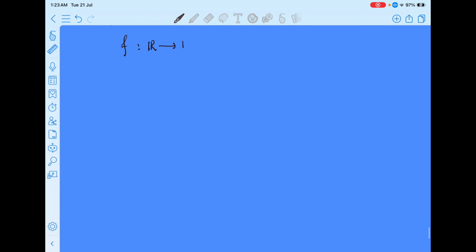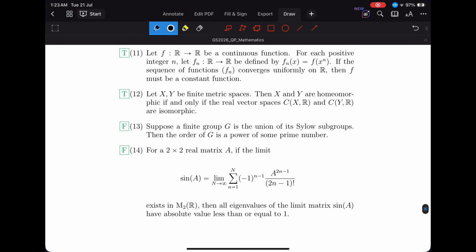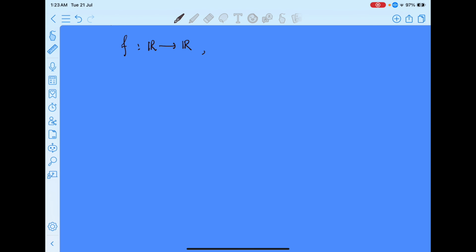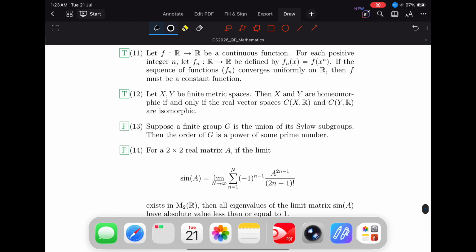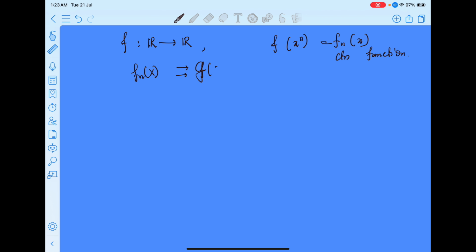So f from R to R is a continuous function. So f of x to the power n, these are also continuous functions. It is given that this converges uniformly to some function, let's say g of x. Now these are continuous functions, and a sequence of continuous functions converging uniformly to a function g of x means g of x then has to be continuous.